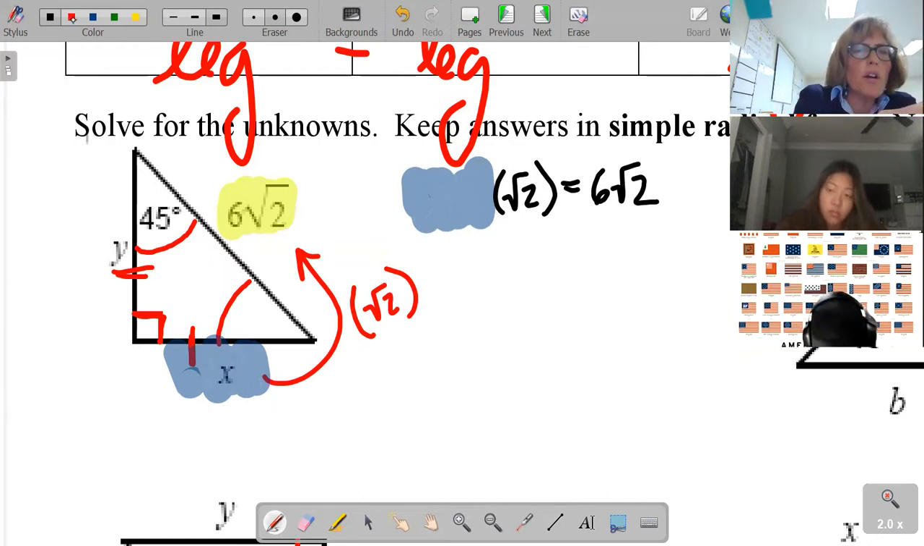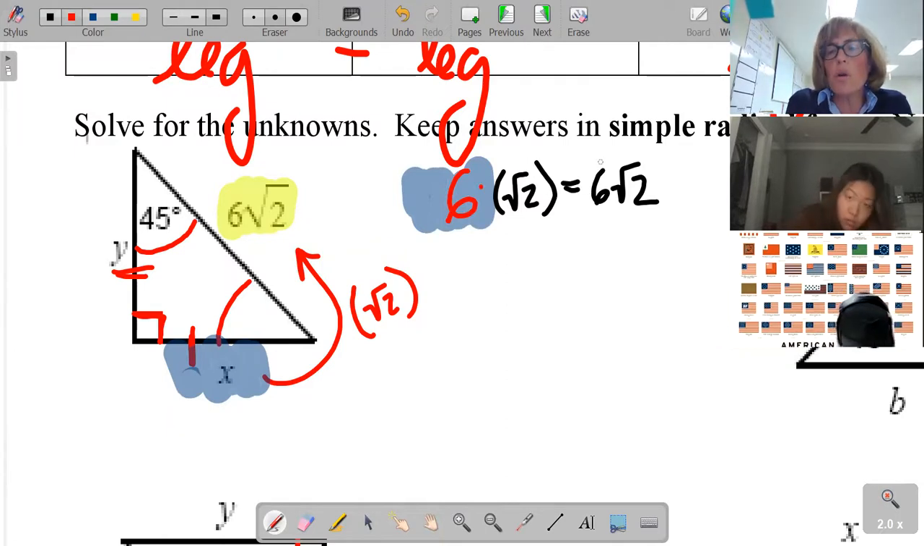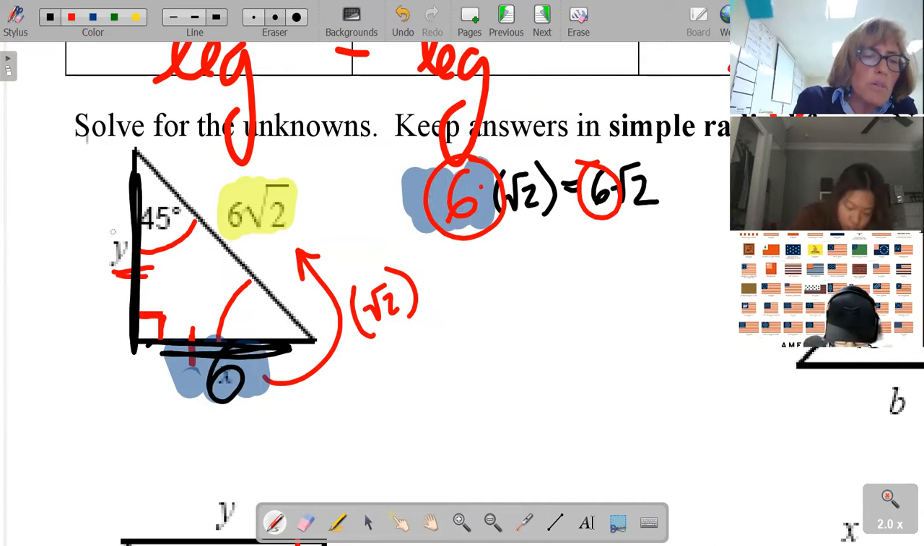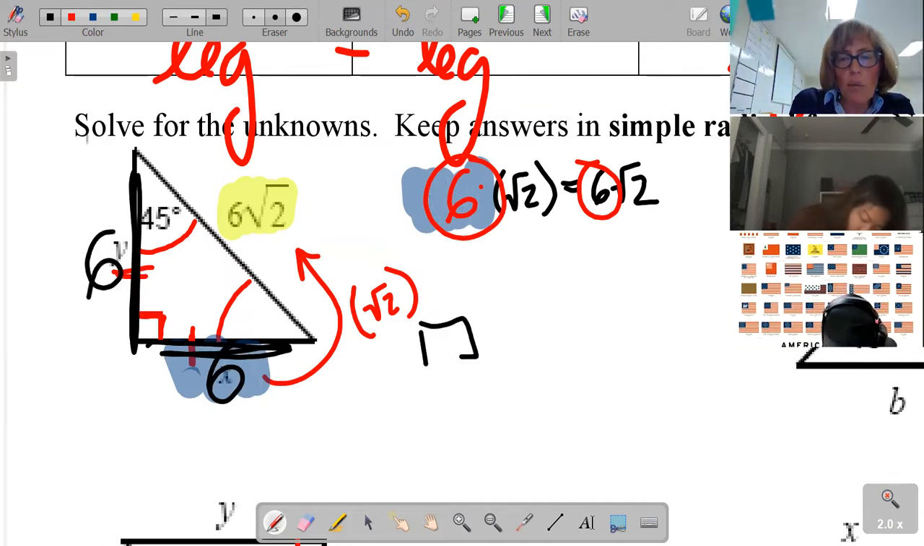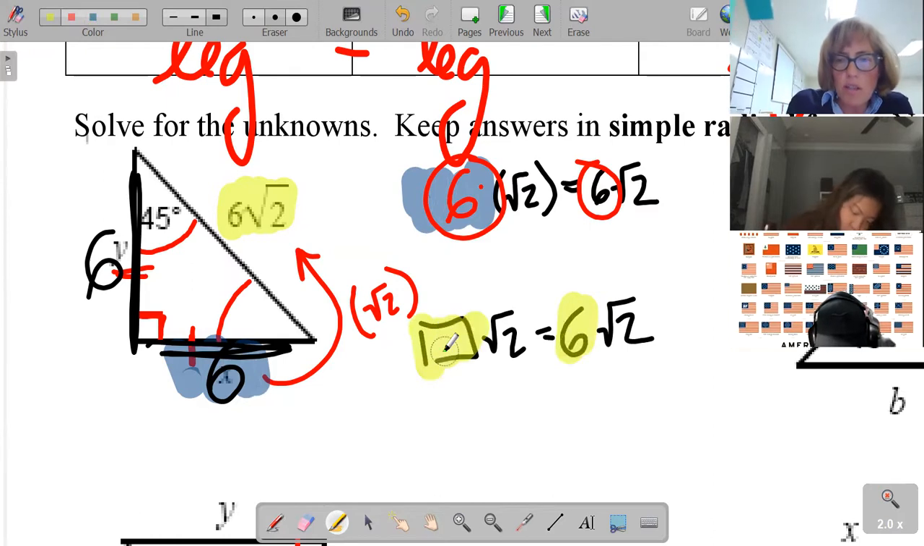All right, take a look here. The answer here was 6, because 6 times root 2 is 6 root 2. So this is 6. And if this is 6, this must also be 6. So again, it was something times root 2 is 6 root 2. Our something is just 6.